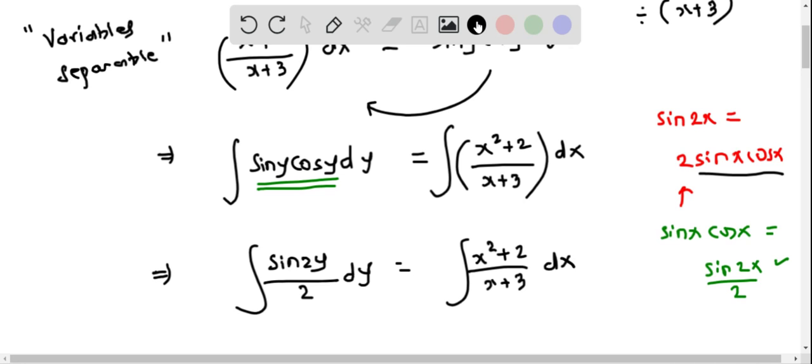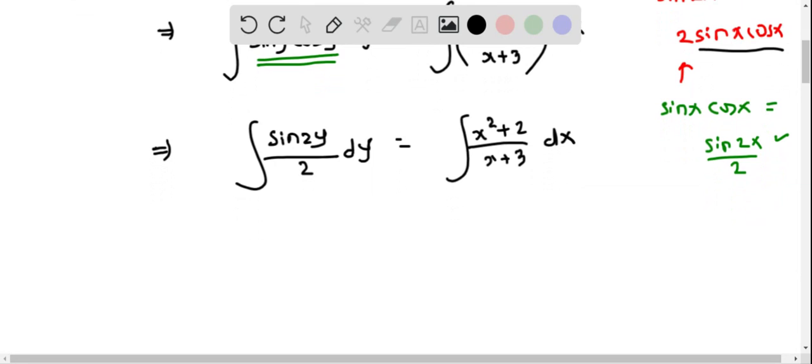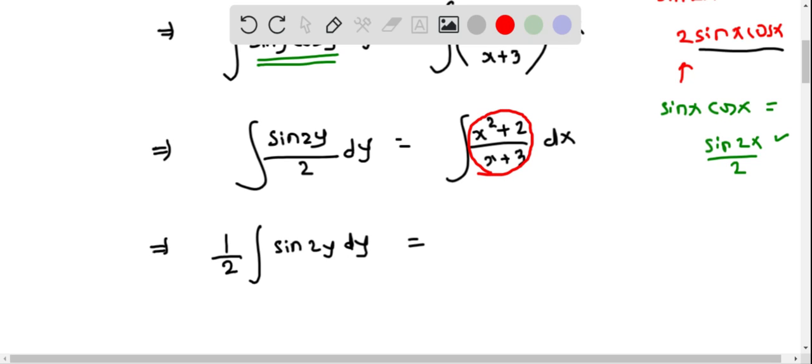Let's do the integration on both sides. To integrate the left side, I can factor out the half using the constant multiple rule. So I factor out the half and then integrate only sine of 2y dy. To do the integration on the right side, we basically have to do long division so that we can split this rational function as a sum of the quotient and a remainder rational function. So we will do that. I'm just going to put the terms as they are for now: (x squared plus 2) over (x plus 3) dx.